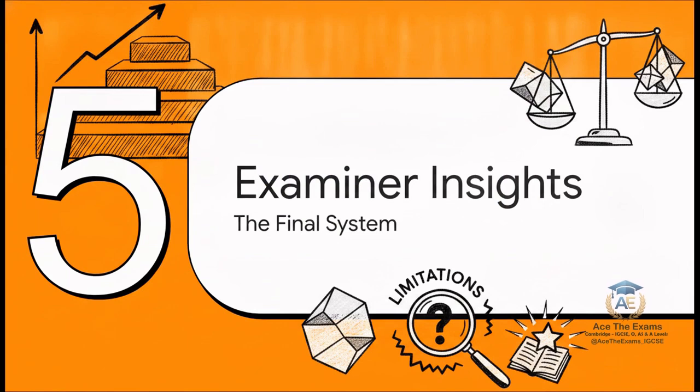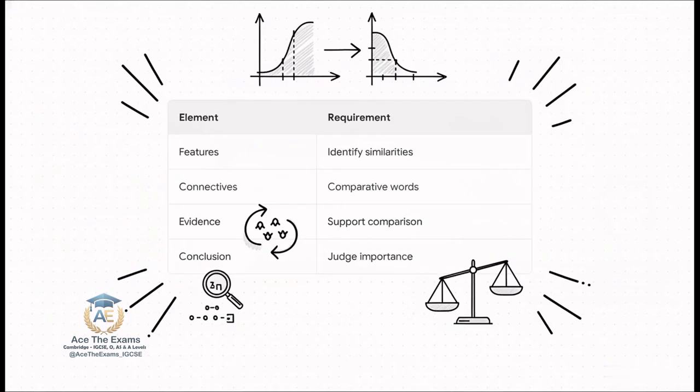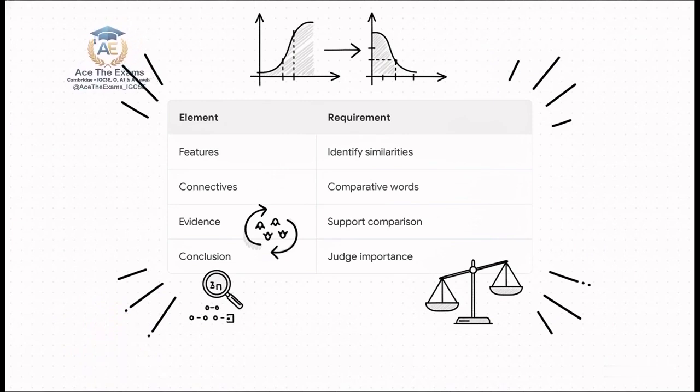Finally, Section 5, Examiner Insights and Evaluation, the final system. Here, we're focusing on the highest cognitive domain: evaluation, comparative analysis, and identifying limitations. When questions get incredibly tough, usually at the very end of the paper, this is exactly what separates the top grades from the average. Notice how this matrix breaks down higher-order evaluative mathematical arguments.